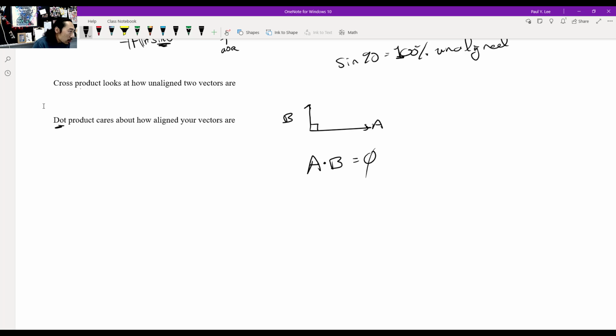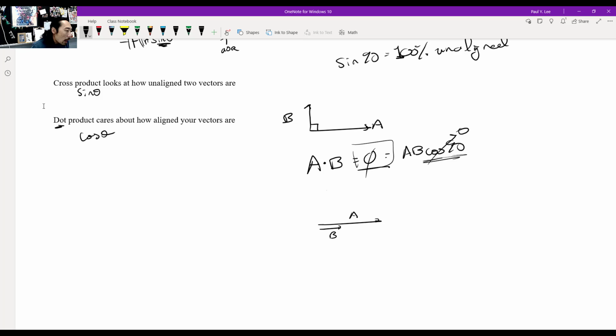So if we know that cross product uses sine theta to describe how unaligned things are, for dot product we use the cosine of theta. So if we were to put this into a formula, we would say A dot product B equals 0. All right, so that means A, B, cosine of 90 would equal 0. And we do know that cosine of 90 does in fact give us 0. Therefore, A dot product B gives us an overall 0. All right, but what if we have A here and we have B here?